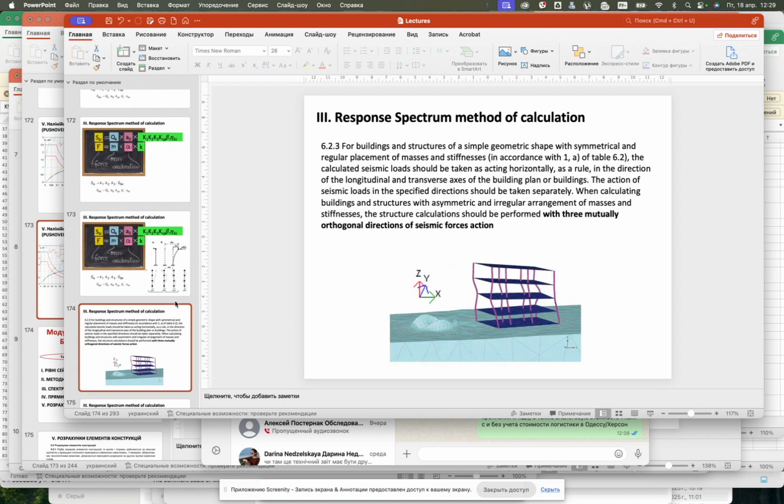Next, we have to know that when we are calculating our building for seismic forces according to the spectral method, we have to take into account as a minimum 3 main mutually orthogonal directions of seismic forces.